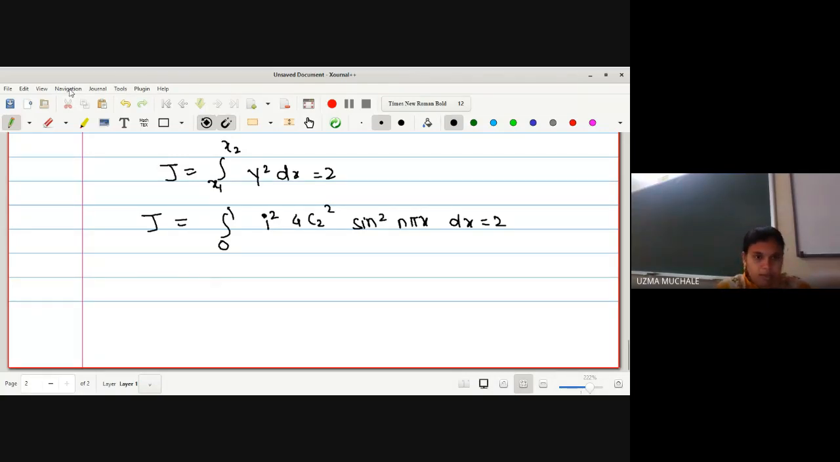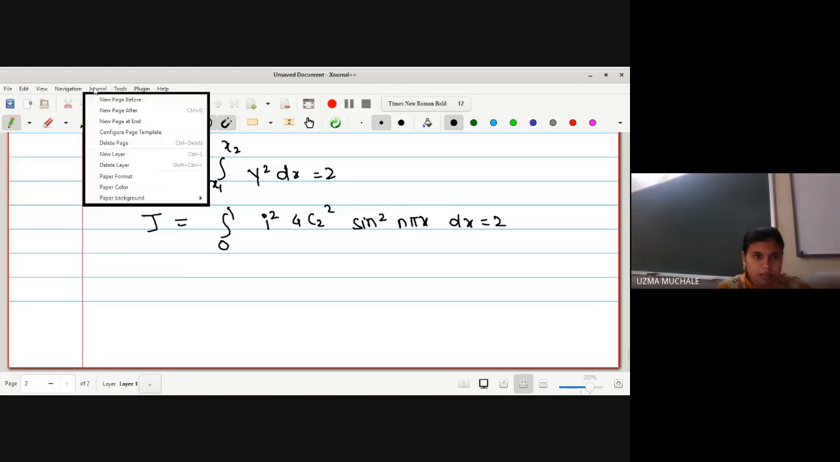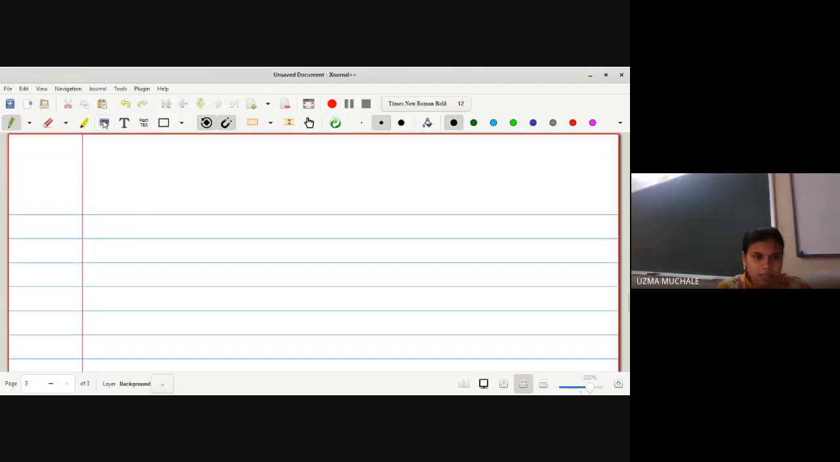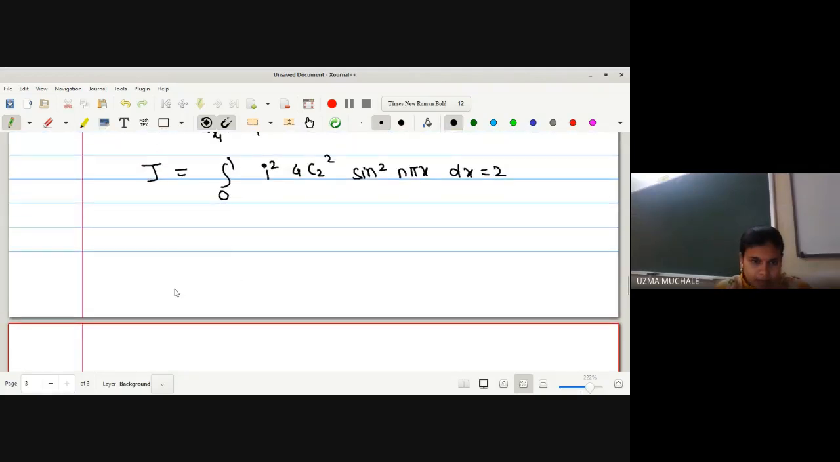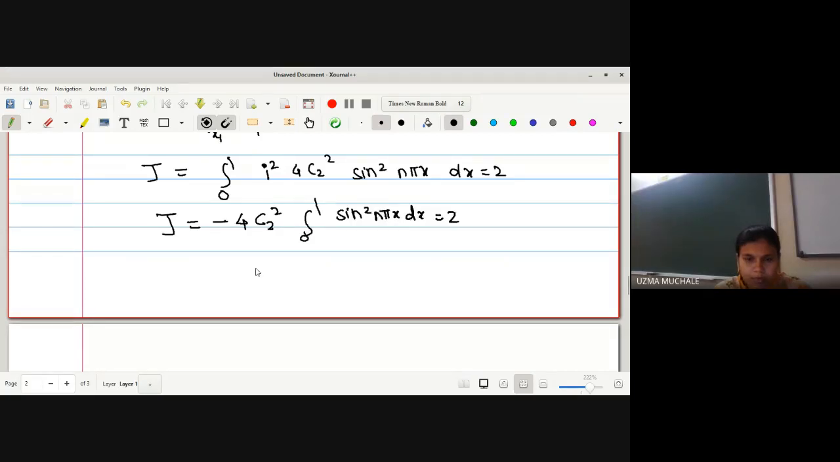Now we have to solve this integration so that we can get the value of C1 and C2. Let me find out the integration. Whatever the terms are constant, I squared is minus 4 is also constant, C2 squared is also constant. Integration 0 to 1 sin squared n pi x dx is equal to 2. So what will be the integration of sine squared?